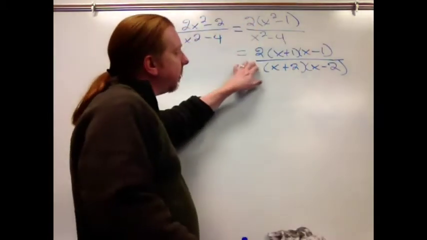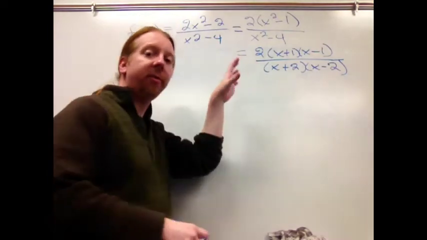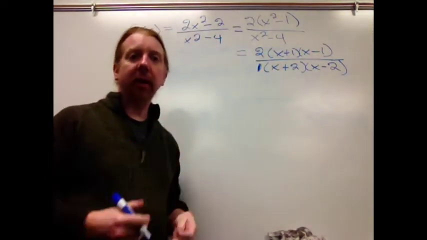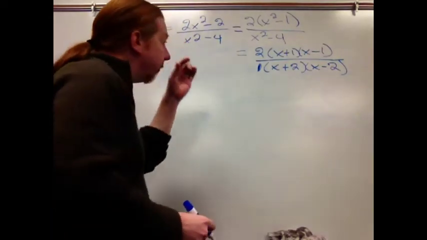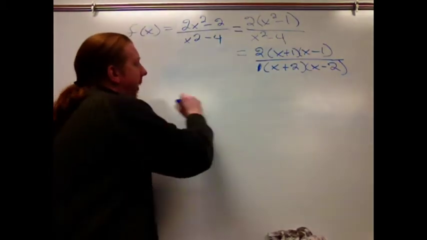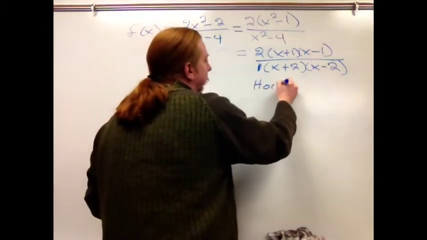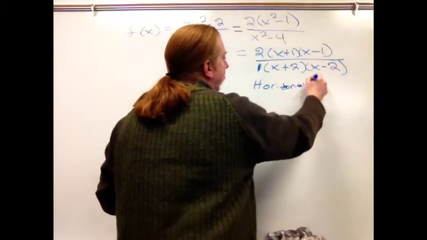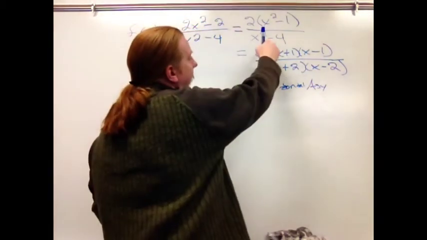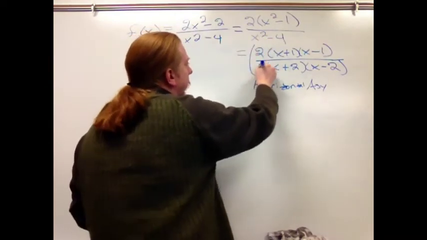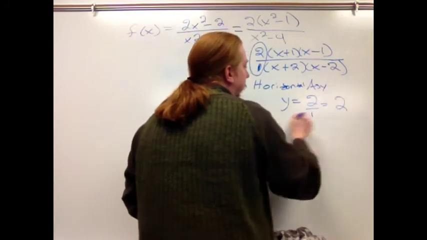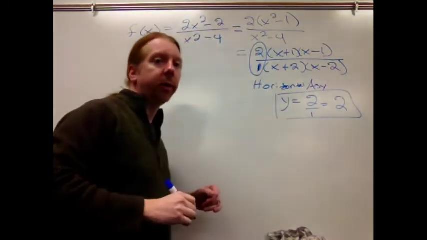Now, I don't have a number here on the front, so I'm going to fill in a 1. We're going to use that when we plan our graph. First order of business is I want to establish a horizontal asymptote. Now that horizontal asymptote is going to be taking this 2 and this 1, so y is equal to 2.